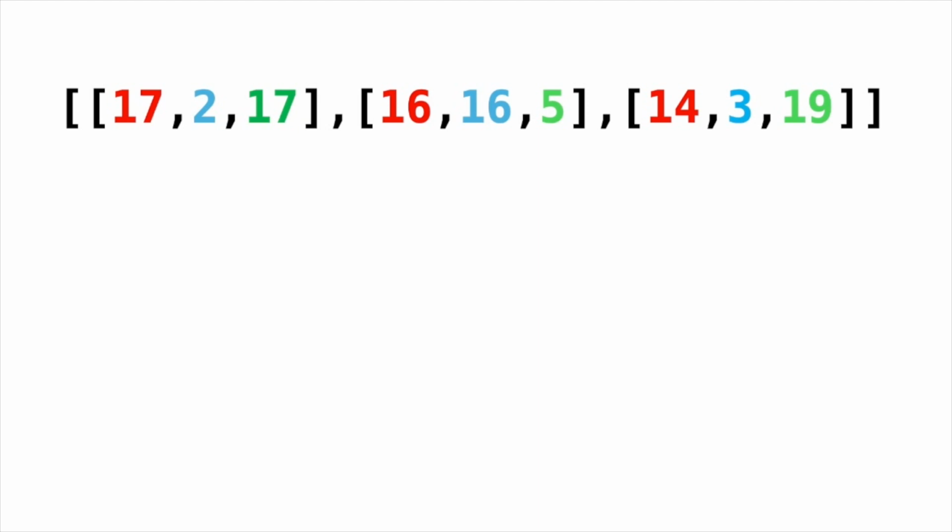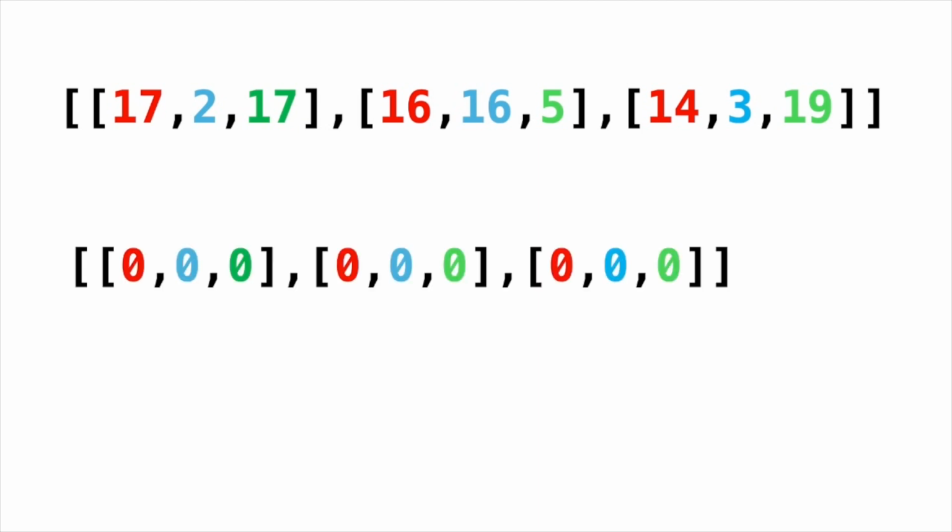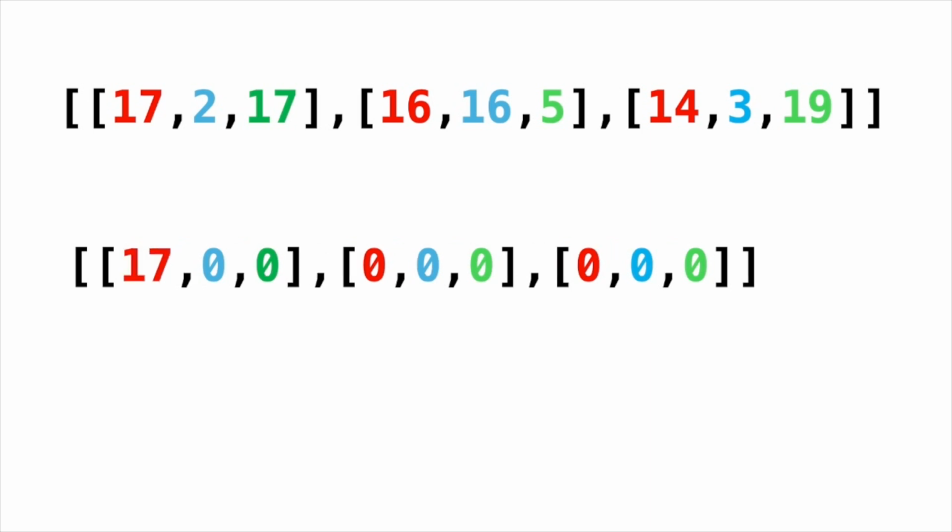First, we will initialize a DP array which has 3 rows and we will initialize 0 for all the three colors. Assume that we only have the first house. The cost to color the first house in red color is 17. Similarly, to color the first house in blue color is 2. To color the first house in green color is 17.